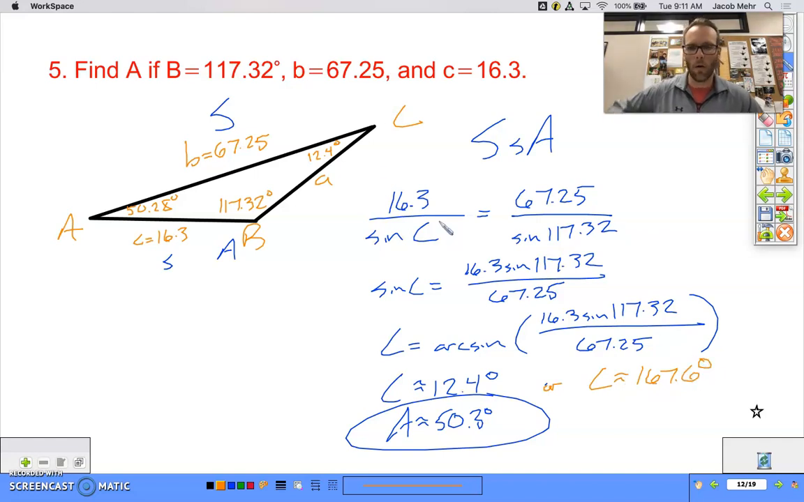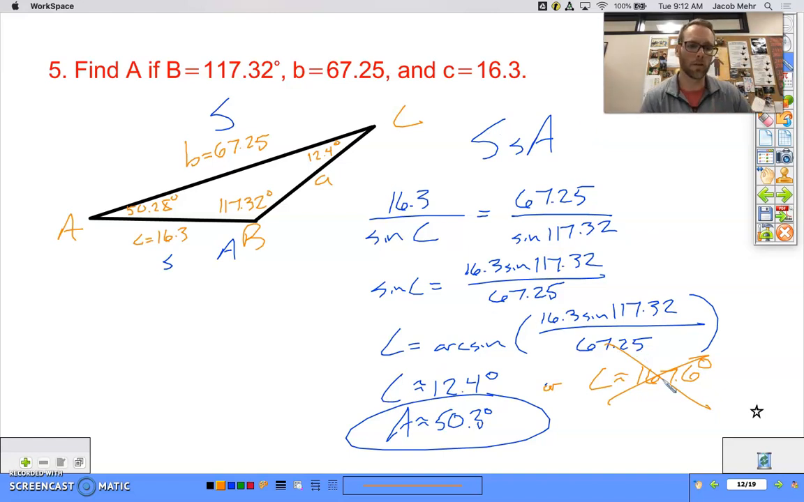However, when we get that angle, we should look at this and say, okay, C's 167.6, but B's already 117.32. Is it possible for C to be that big of an angle? No, just with these two angles, we've surpassed 180 degrees. So this is not possible. There's only one possible triangle in big side, little side, angle. We already knew that. We saw that before.